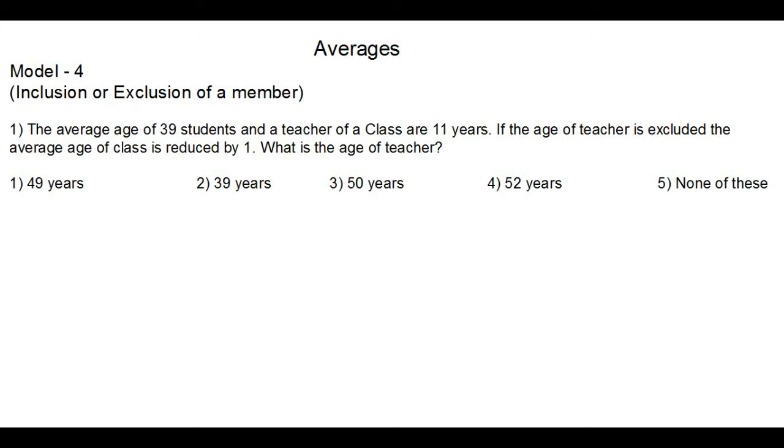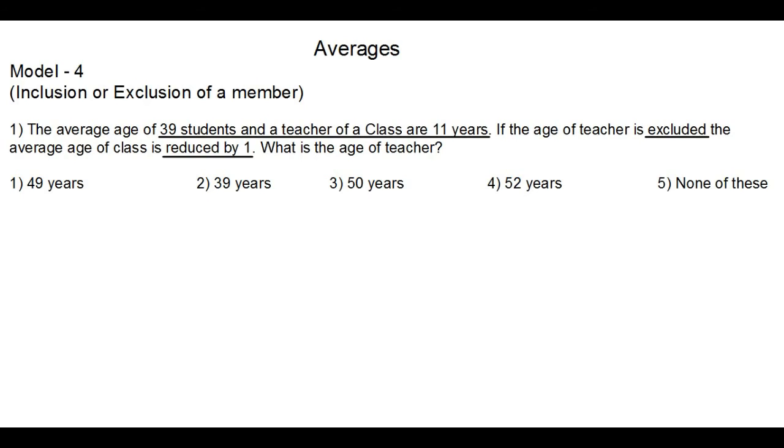The question here is, the average age of 39 students and a teacher of a class is 11 years. If the age of the teacher is excluded, the average age of the class is reduced by 1. So what is the age of the teacher? As you can see here, the average age of 39 students and a teacher, that means for 40 persons, 39 students and one teacher, for 40 persons, the average age is 11 years.